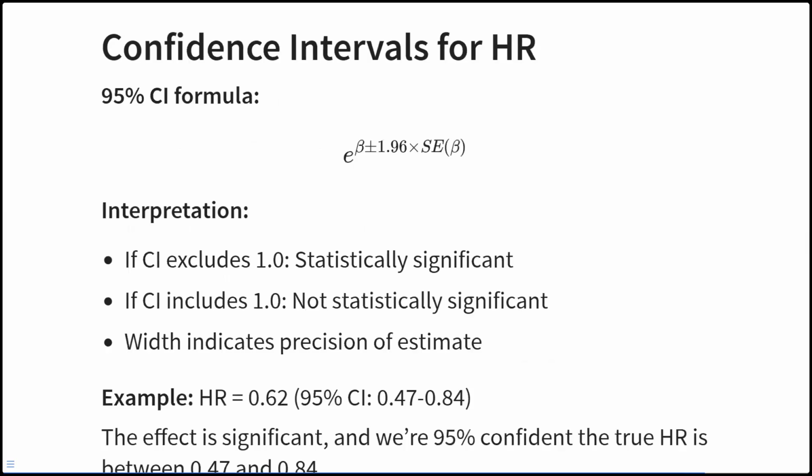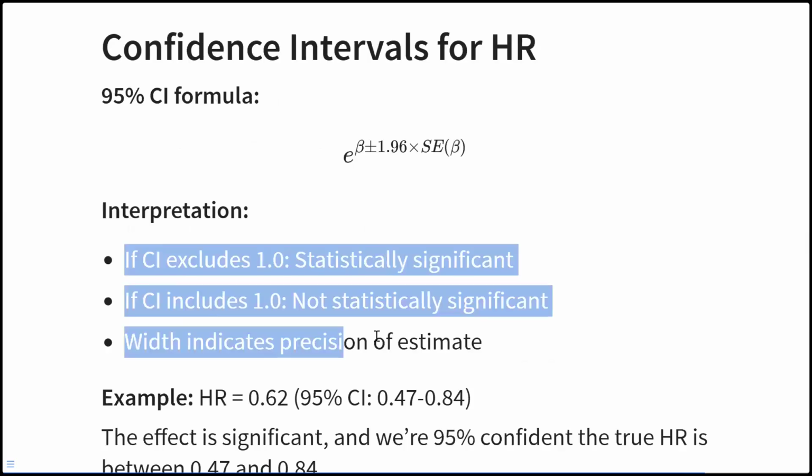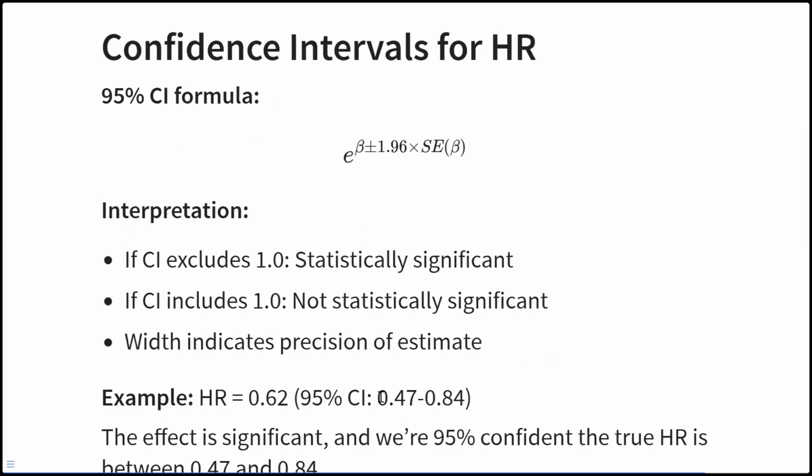So we have the confidence interval of your hazard ratio. The confidence interval is the range of your hazard ratio, because the hazard ratio is an estimate, but the confidence interval gives you a range. For example, 0.47 to 0.84, where the hazard ratio is 0.62. What this is trying to tell us is that even if the hazard ratio is not 0.62, it cannot exceed these two values. So the hazard ratio cannot be less than 0.47 and cannot be more than 0.84.